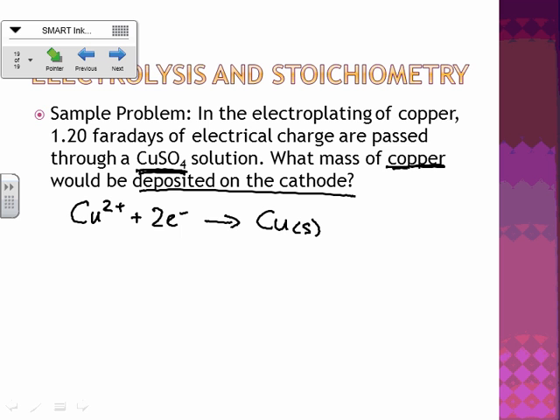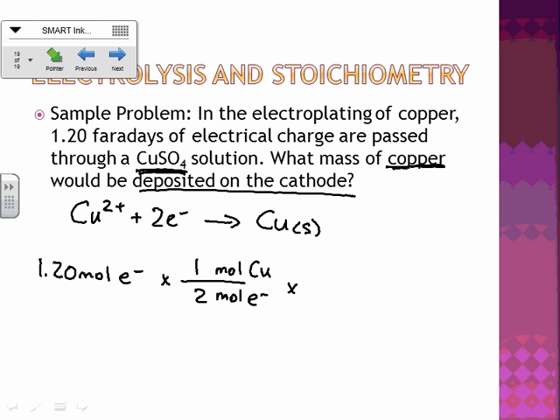Now, 1.20 Faradays of electrical charge. What did I say that a Faraday essentially is? That's the moles of electrons, okay? So when you see Faradays, you need to think moles of electrons here. So in other words, we're starting with 1.20 moles of electrons. This one's actually easier than the other one because we don't have to worry about the amps to coulombs, coulombs to moles of electrons part. We're already there, okay? So now if we've got 1.20 moles of electrons, then we just go from moles of electrons here to moles of copper. 2 moles of electrons for every 1 mole of copper.